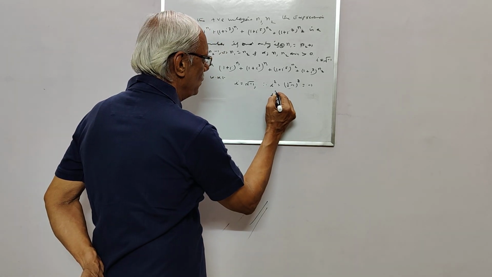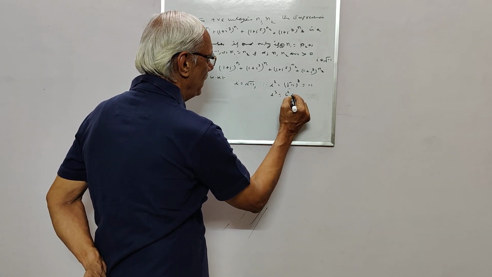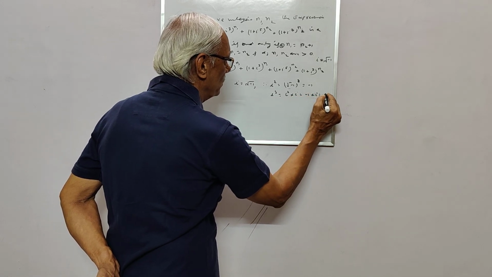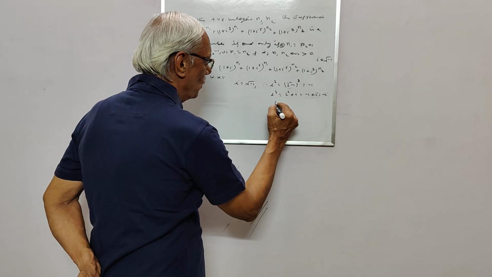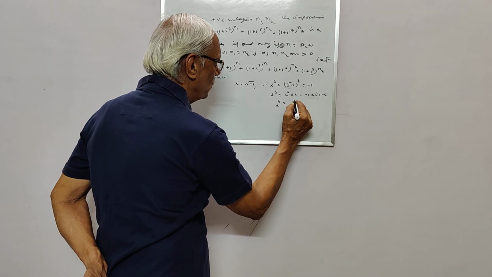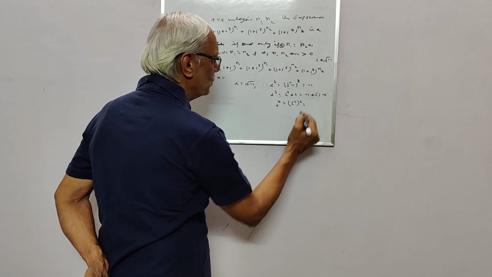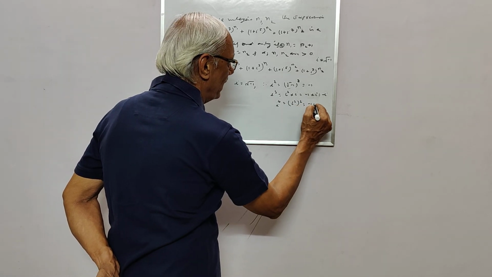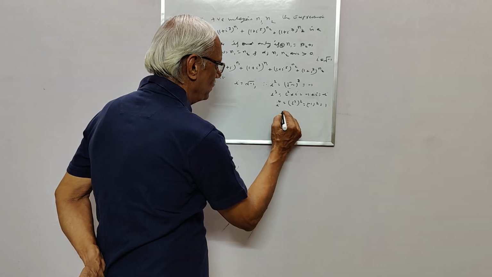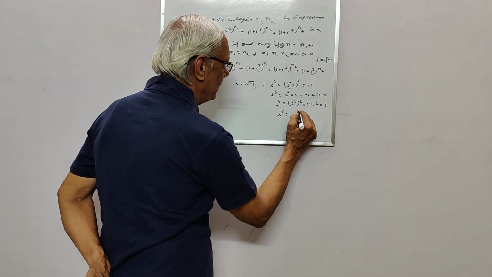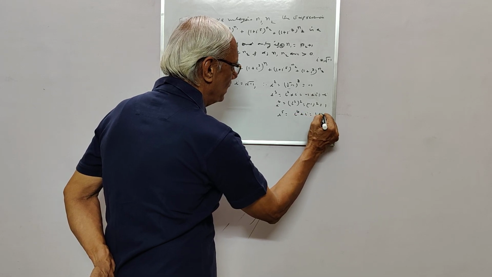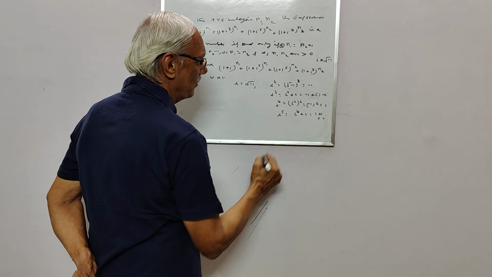And your i cubed is equal to i squared into i, that is minus 1 into i, which is equal to minus i. Your i to the power of 4 is equal to i squared whole squared, but i squared is minus 1, so minus 1 whole squared is equal to 1. i to the power of 5 is i to the power of 4 into i, that is 1 into i, which is equal to i.